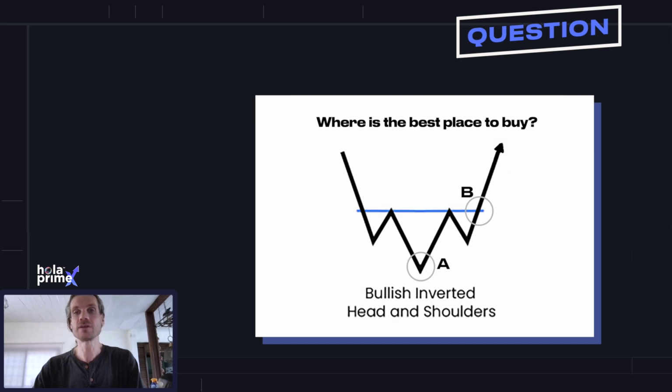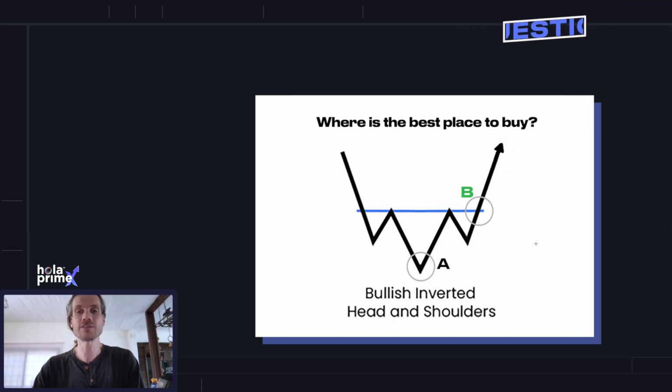The answer is B. Traders who buy A, they may reap the most profit, but they have the most risk, as the price action, as we highlighted with Ren, could essentially just roll over at some point before confirmation of the reversal has taken place. So B is the best place to buy.